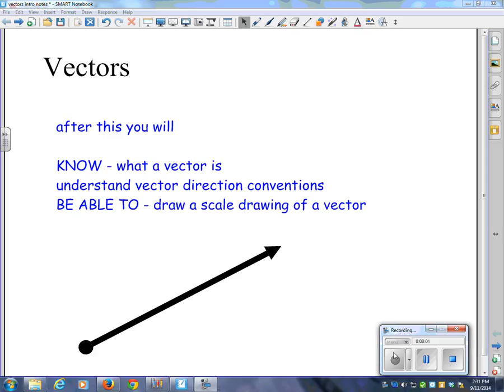And I do promise you, tomorrow you will have fun with vectors. After today, you will know what a vector is. You'll understand vector direction conventions, and you'll be able to draw a scaled drawing of a vector. And I've already given you a little bit of a tease, a hint as to what a vector is. If I asked you right now, what would you say a vector is?